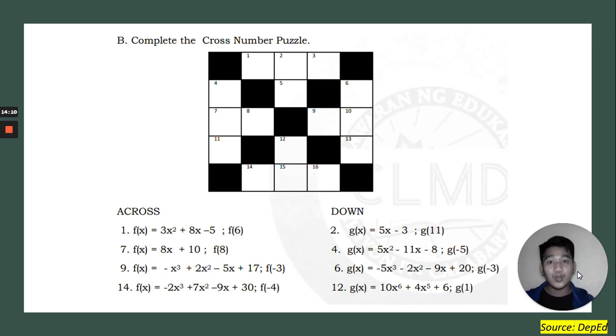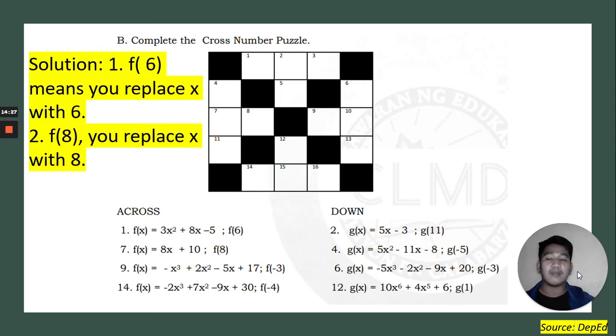Next is the cross number puzzle, so we just need to follow this. Given number 1 across, f of x is equal to 3x squared plus 8x minus 5, and given f of 6. What does it mean? F of 6, number 1, means you replace x with 6. And number 7, f of 8, means you replace x with 8. So let's try number 1.